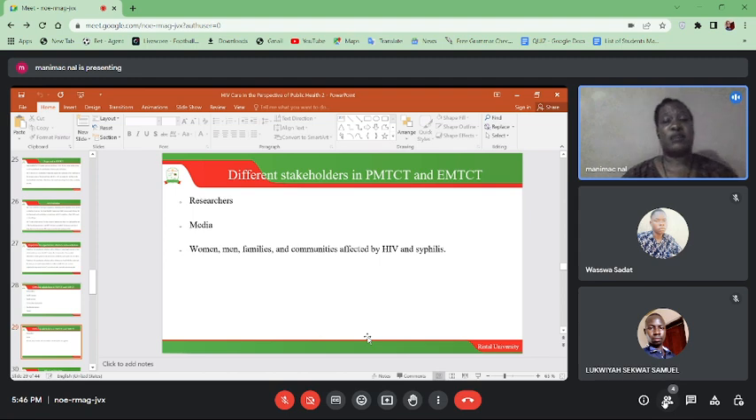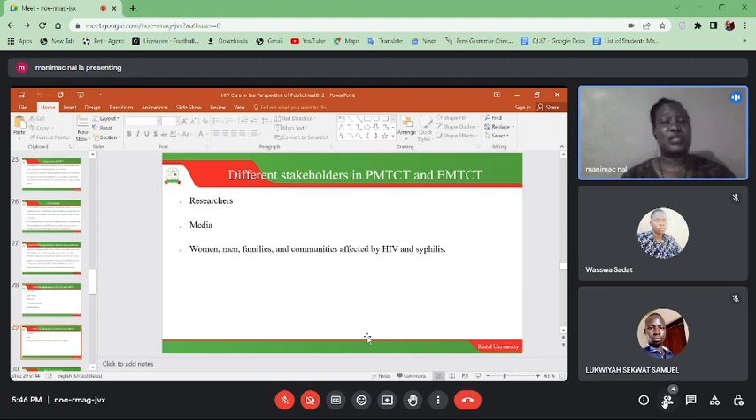Researchers, we need them because every day new information needs to be discovered. So we need them on board, such that at the end of the day, they tell us how credible these programs are. And in case of any new information, they need to let us know about that, or in case there is a gap, they need to tell us where the gap is in these programs.